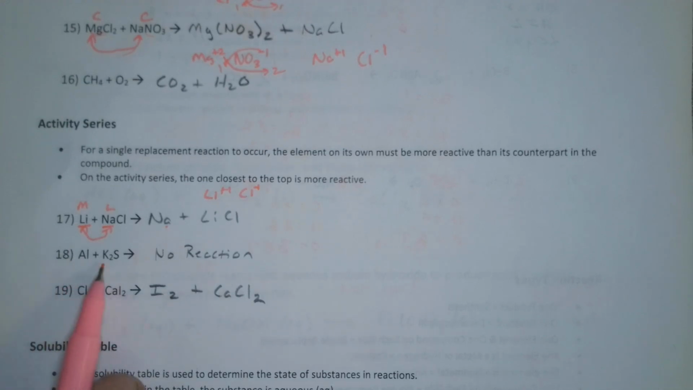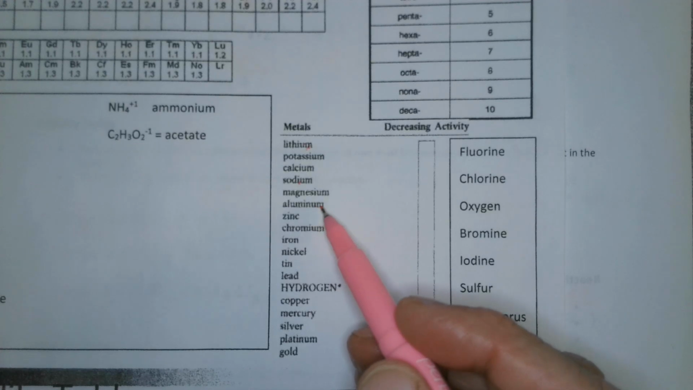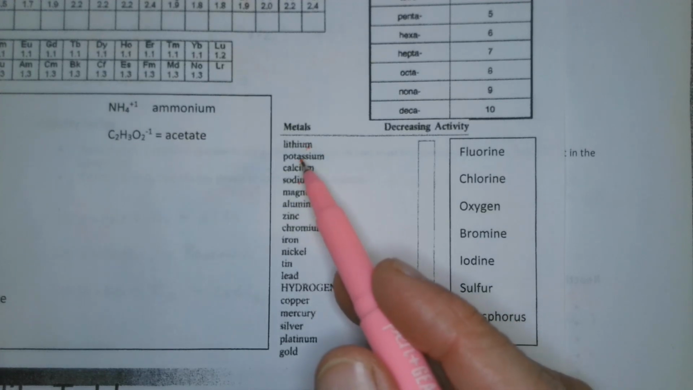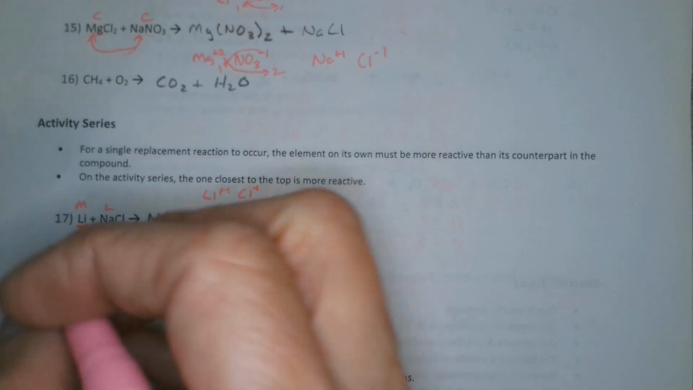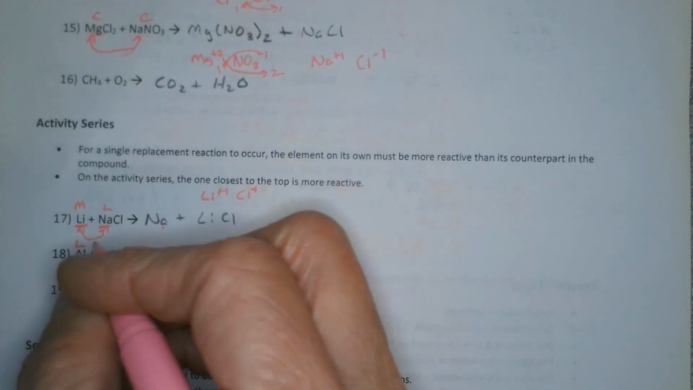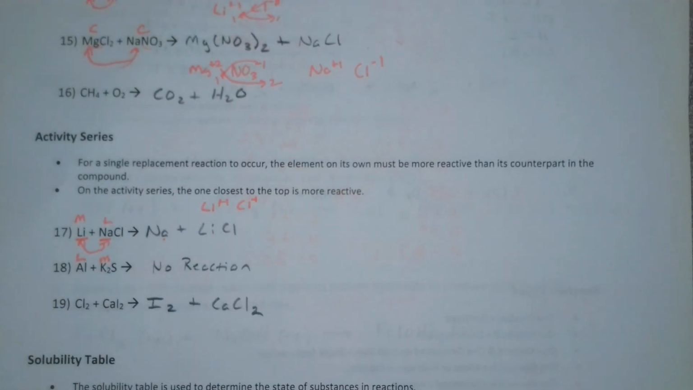And my next one, I have aluminum and potassium. There's aluminum. There's potassium. Potassium is higher up the list, so the potassium is the more reactive one. So that is my less reactive. That is my more reactive. And again, the rule is if the more reactive one is by itself, if the more reactive one is the element, then the reaction happens. If the more reactive one is in the compound already, that's where it's going to stay, and no reaction will occur.